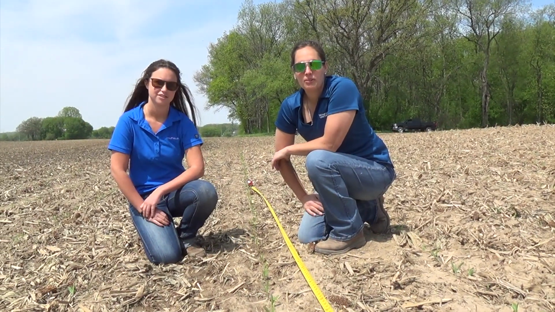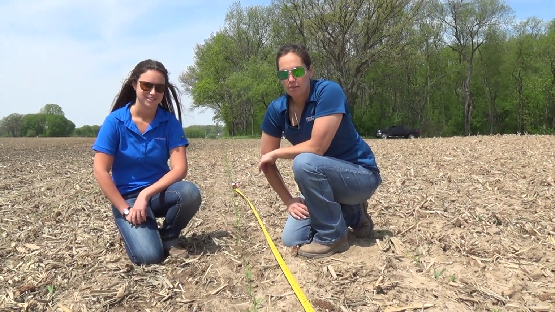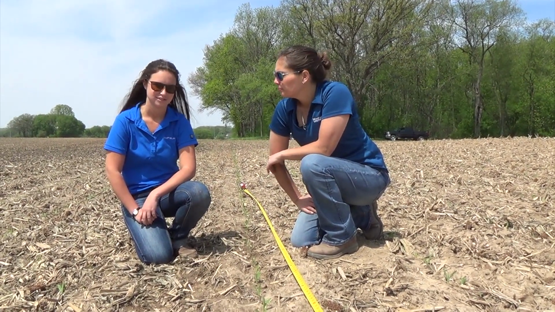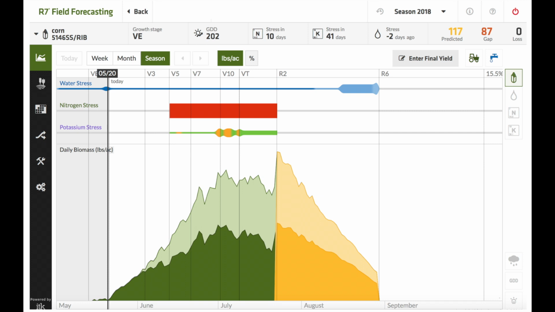What makes the WinField United FFT tool unique is the ability to ground truth and recalibrate the tool. And this is unique to other models in the marketplace because we actually get out here in the field and make sure our model is as accurate as it can be.